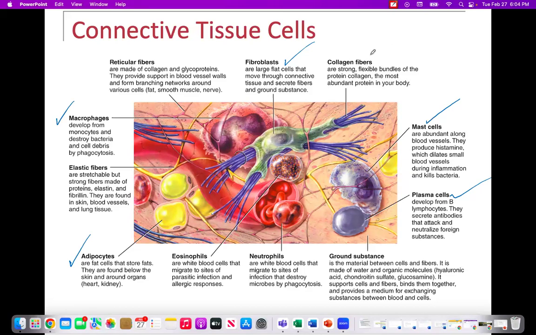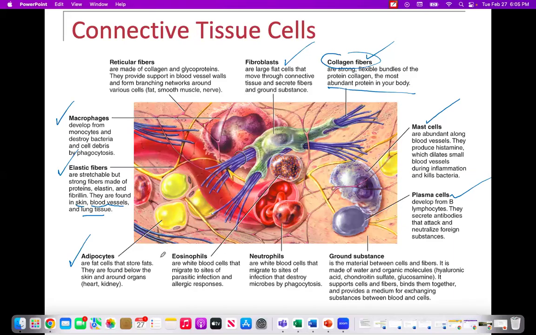And then we have some protein fibers like collagen fibers. That's a strong, flexible bundle of protein, collagen. And it's the most abundant protein in the body, collagen. So this is like for strength and stability. And then you have elastic fibers, which, unlike collagen, elastin is much more elastic, right? So we can find them in the skin that's flexible, and blood vessels that are flexible, and lung tissue that needs to be flexible.